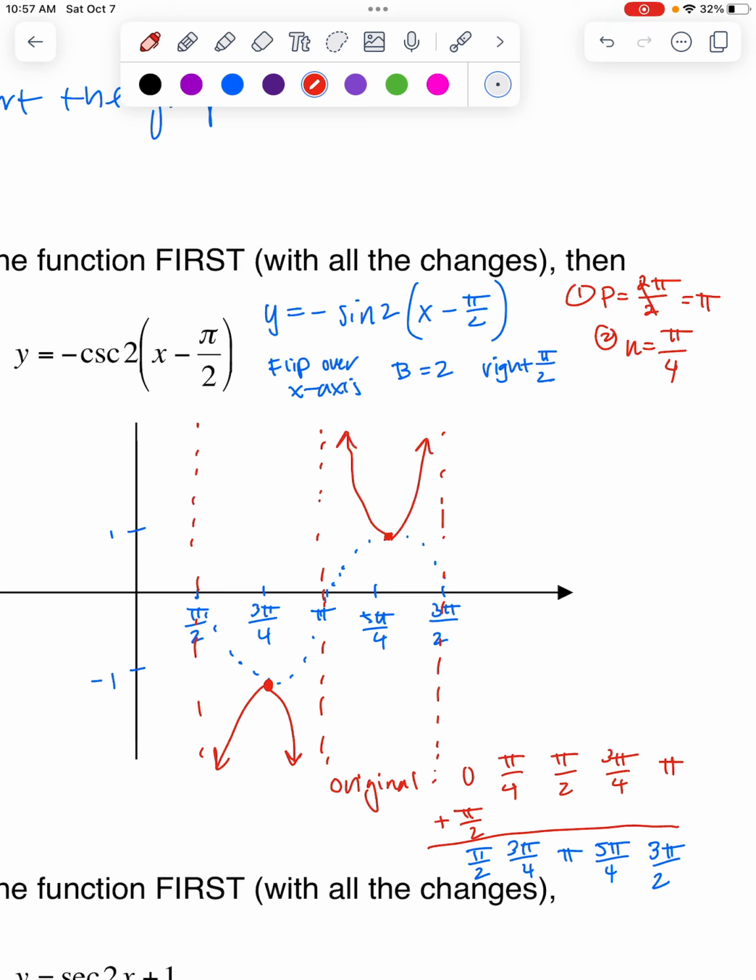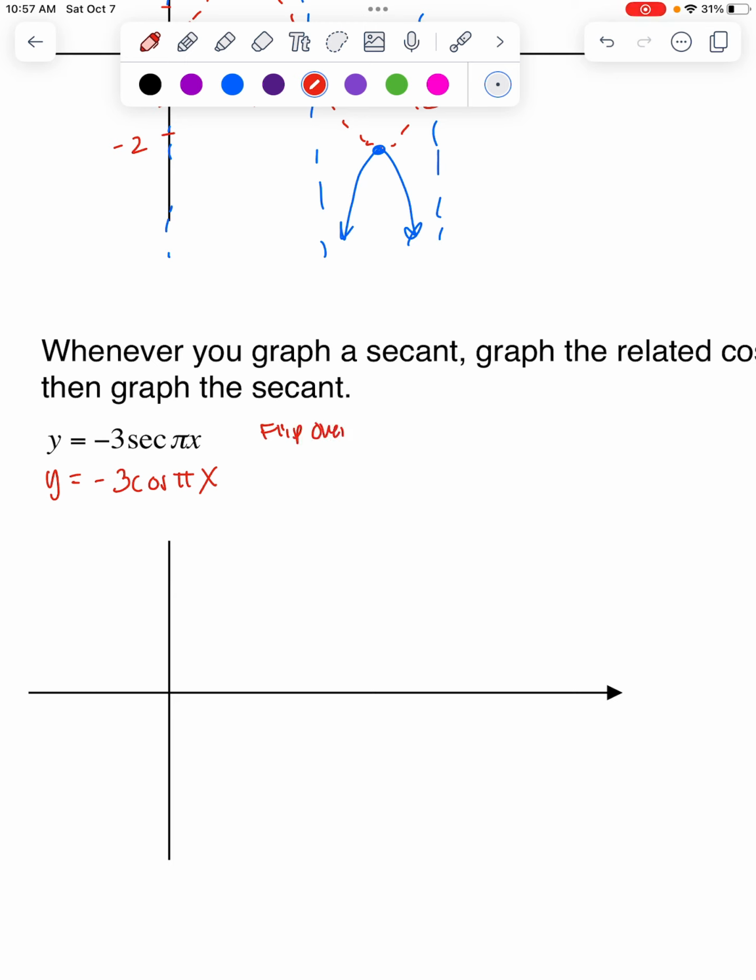Alright, so when we are graphing our secant graph, we have to graph the related cosine function first with all the different changes, and then we have to graph our secant graph. So I have y is equal to negative 3 sine of pi x. So again, I'm going to rewrite this as y is equal to negative 3 cosine of pi x. It looks like we're going to be flipping over the x-axis.